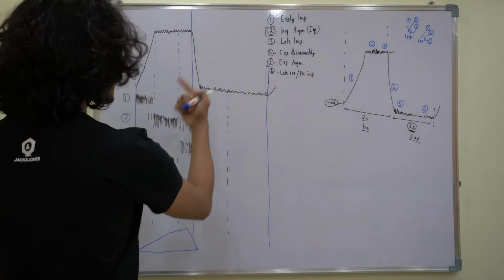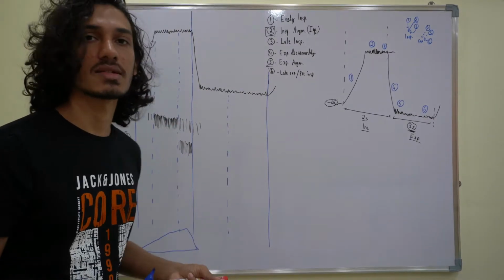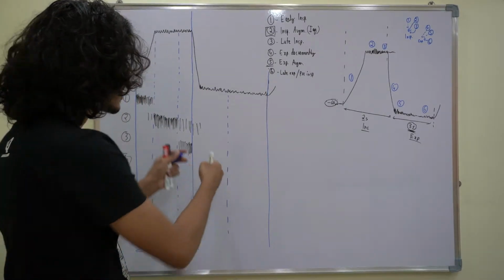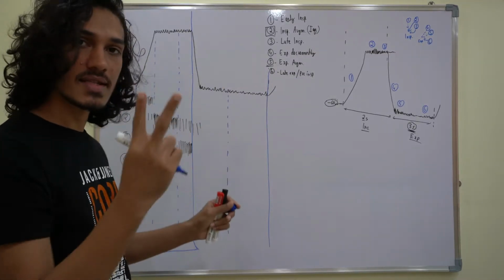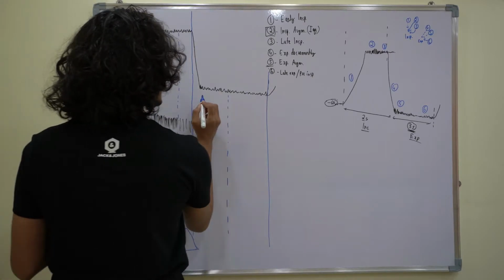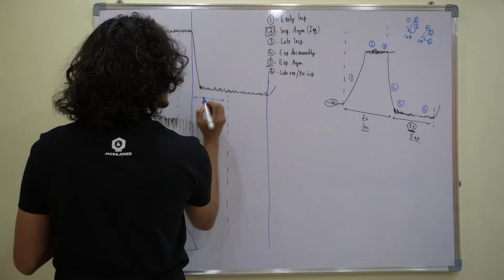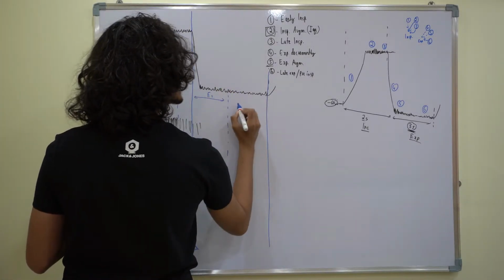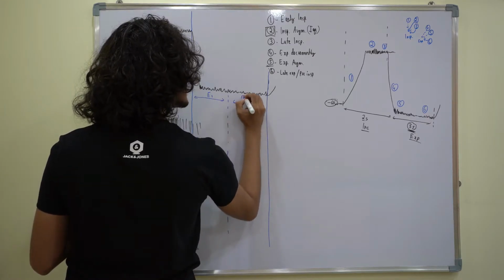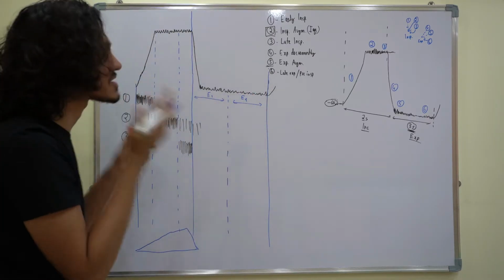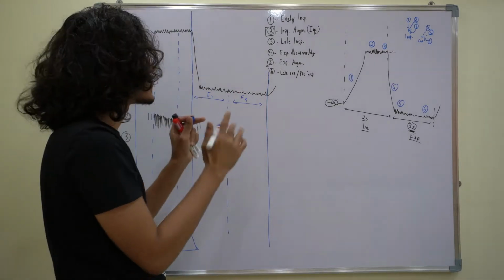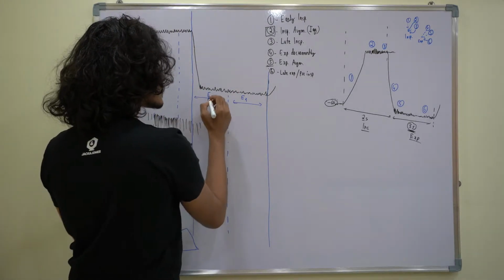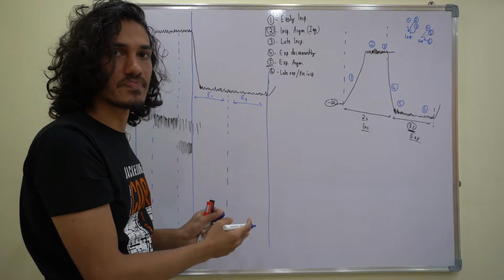Now when expiration starts, expiration is a passive process, so there is no muscular activity. When you talk about expiration, there are two sets of activities. This initial part is usually termed the E1 part, and this is E2. So expiration is divided into two parts. Inspiration is there, and expiration is usually divided into two phases. One phase is usually completely passive.